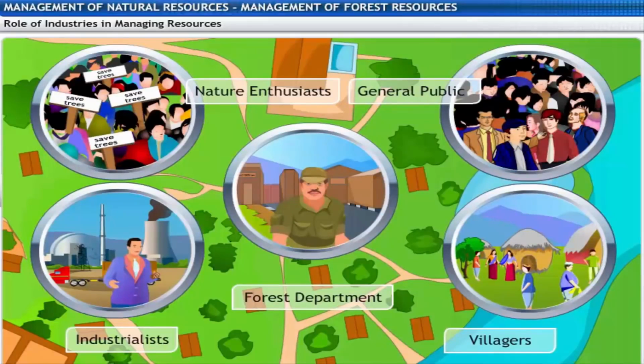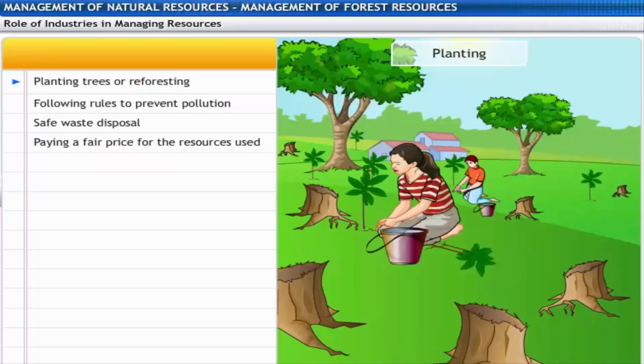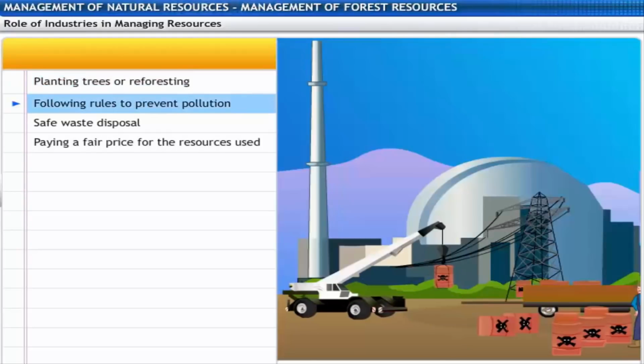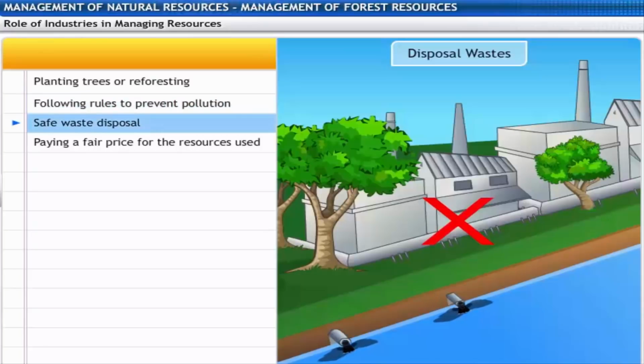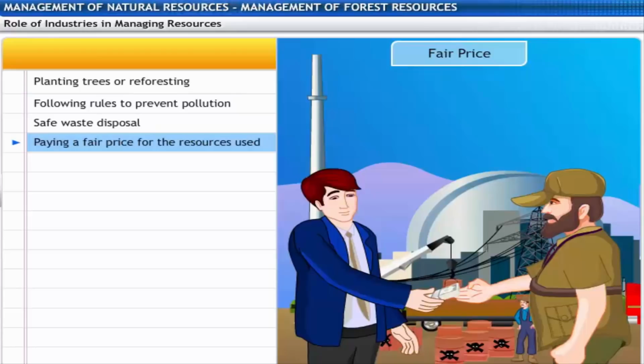Industries also have a role to play in conserving our forest resources. Some important responsibilities they have include planting more trees than they use, or reforesting, following all government norms to prevent pollution, developing and following ways to dispose the waste from their factories safely, and lastly, paying a fair price for the resources that they use.